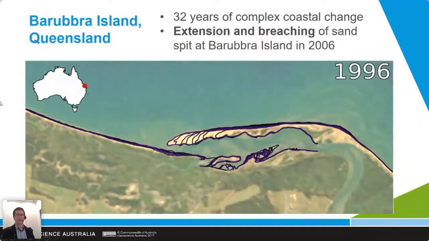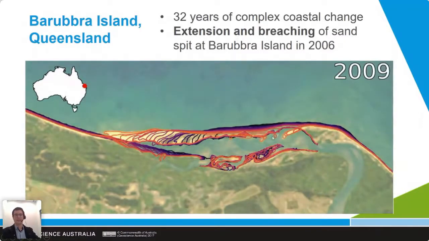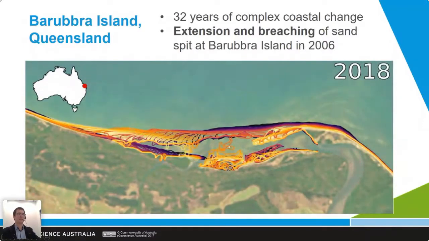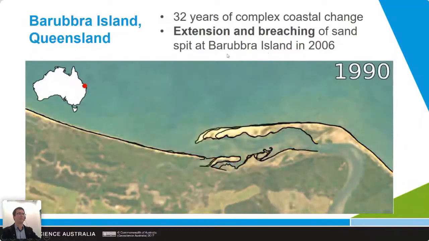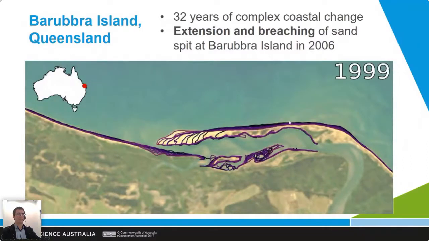A lot of the coastal change around Australia is much more complex than that. Here we've got a sand spit in Boroughborough Island in Queensland, just north of Bundaberg, that over the last 30 years has been slowly extending towards the west. And then we also capture a breach of the sand spit in about 2006, where this section just here breaks through, and that changes the whole dynamics.